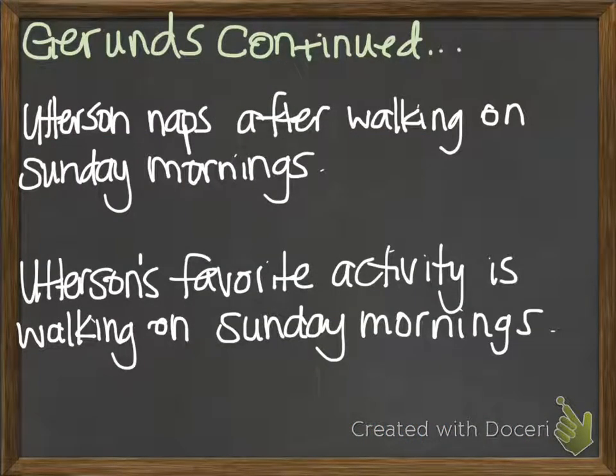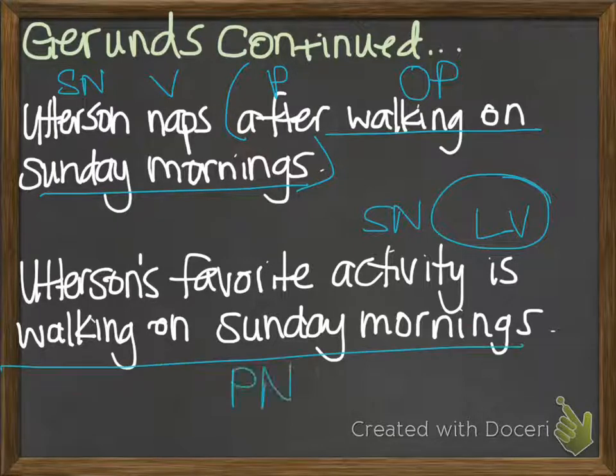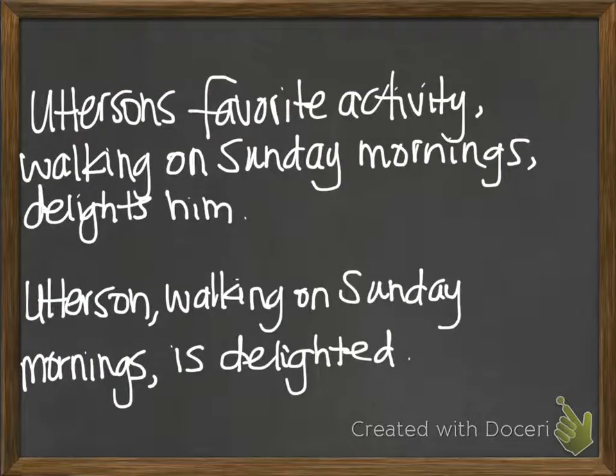Utterson naps after walking on Sunday mornings. Again, here's your gerund phrase. Look around. You have a subject noun, a verb. After is a preposition. After what? Walking on Sunday mornings. There is your object of the preposition. Utterson's favorite activity is walking on Sunday mornings. Activity is the subject noun. Is a linking verb, which should clue you in to see that walking on Sunday mornings is your predicate nominative, predicate noun. And then, Utterson's favorite activity, walking on Sunday mornings, delights him.